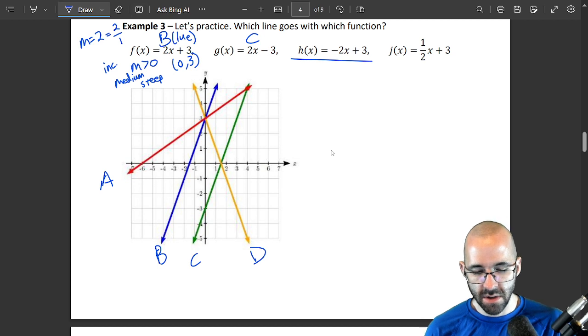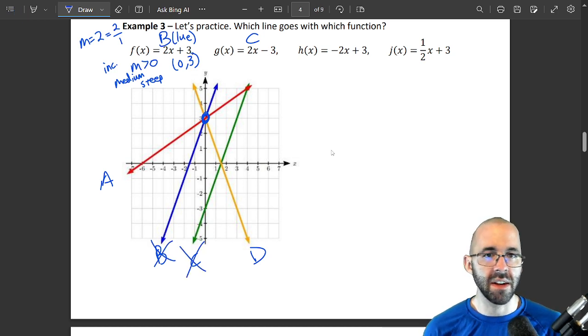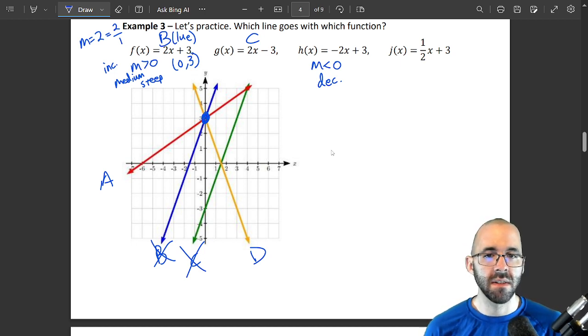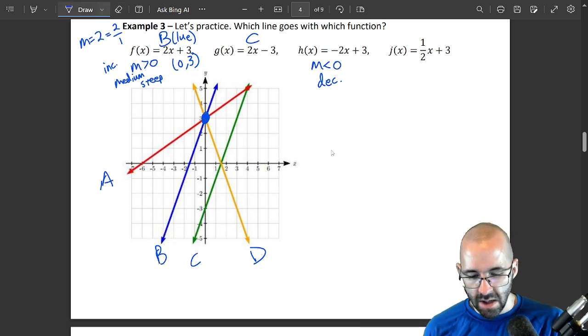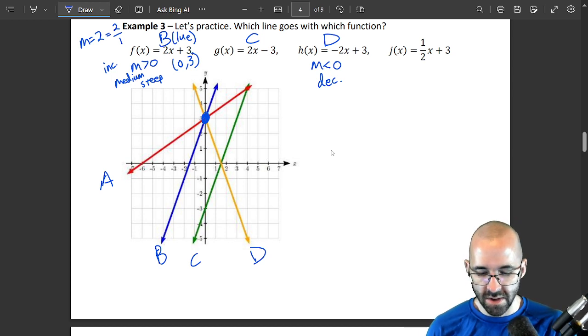Let's look at H. H has a starting value of 3. We know it can't be B or C because we already did those, and this is a different equation. And it has a negative slope. We know it must be decreasing. Which ones are decreasing that start here? It's just D. So this has to be D. C for green, D for yellow.